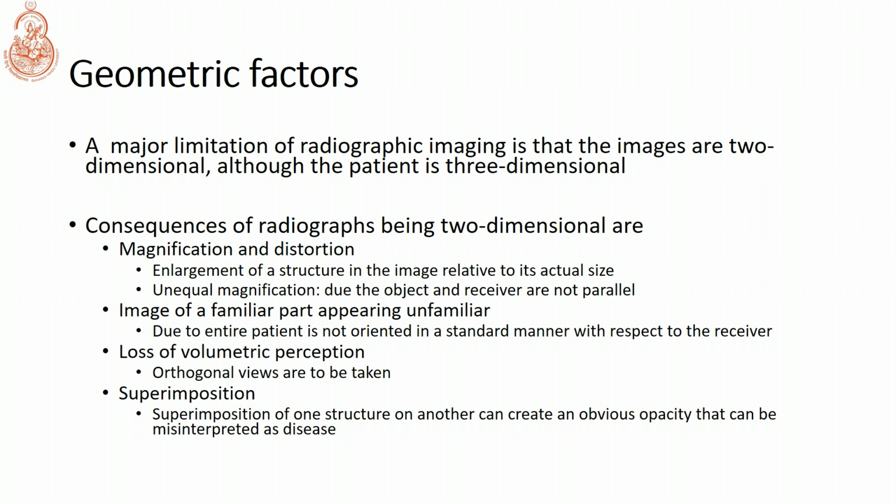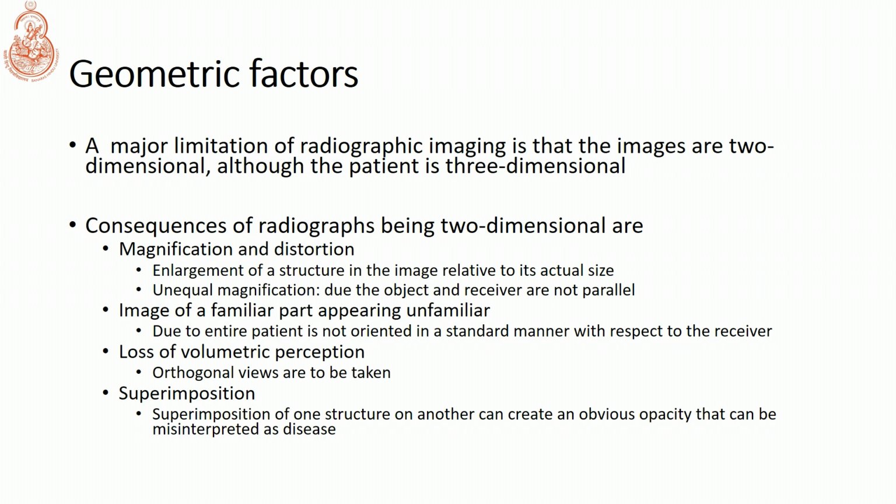The third geometric factor is the loss of the volumetric perception. As we told before, we are making an image of a 3D structure. We are making a 3D structure into a 2D image, where we are going to miss a lot of information with respect to its thickness. But still we are taking a radiograph and we need some information on all the sides of that particular organ.